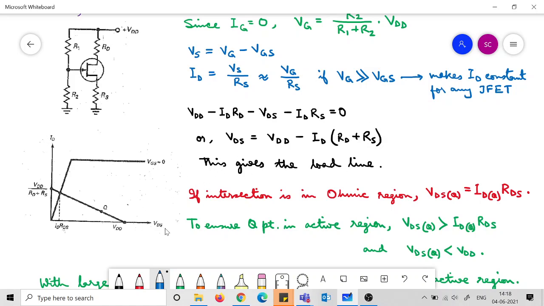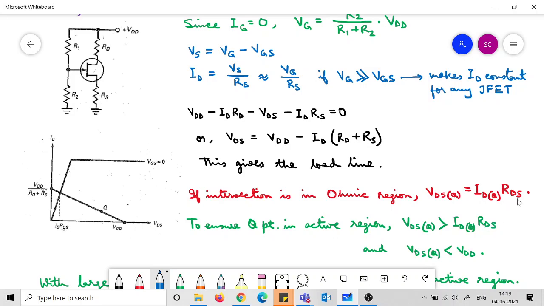So in the ID-VDS characteristics, which is the output characteristics, you can plot this equation which gives you the load line, and that intersects this curve at a certain point. So let us assume it intersects here in the ohmic region. If it intersects, then this is a voltage drop here, ID RDS. So if the intersection is in the ohmic region, then your VDS Q point is basically ID Q point into RDS.